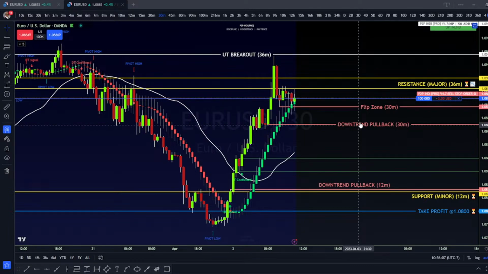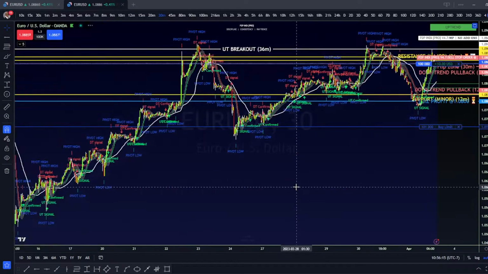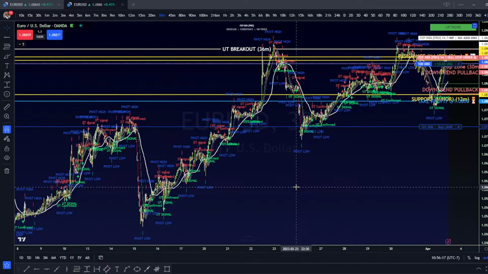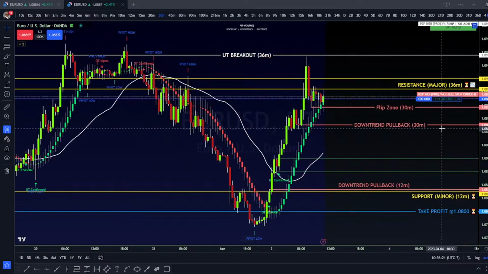But I'm more concerned about this, and then down here we have a support area that I believe is pretty good. It's minor. That's why I put the word minor here.